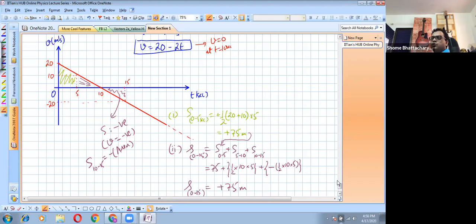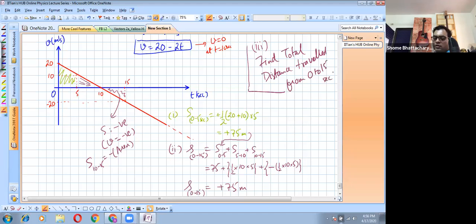Okay, so hope the calculation up to here is clear. And if it is, then just work on this part now. The third part of the question, let's say. You have to find the total distance traveled from 0 to 15 seconds. So those who have worked out this part by both the methods, just work out the third question.